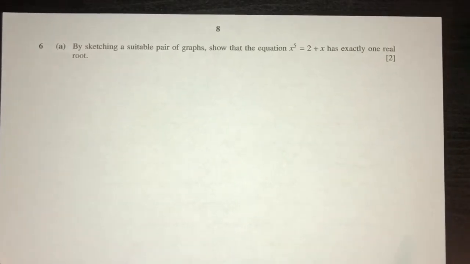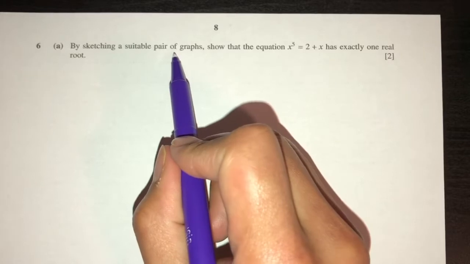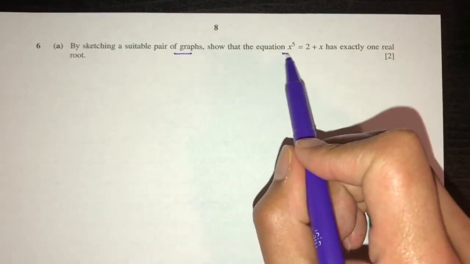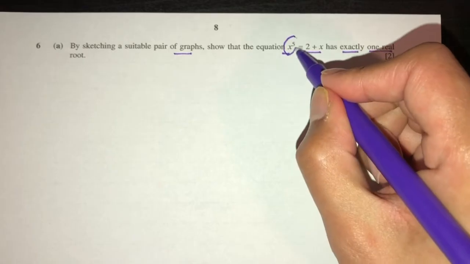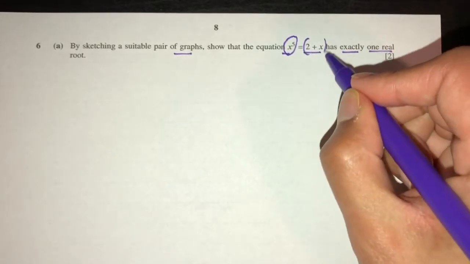Now let's move on to question number 6. Here we have to, by sketching a suitable pair of graphs, show that the curve this and this has exactly one real root. So pretty easy. As you can see, we have this equation on one side and this equation on the other side. So let's break it down into two parts.